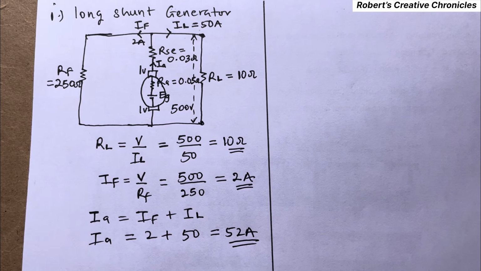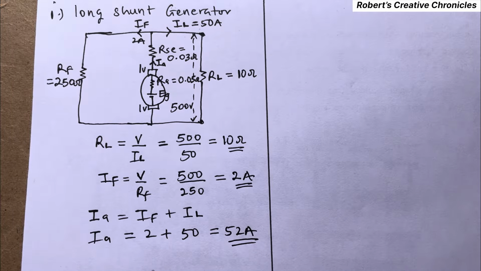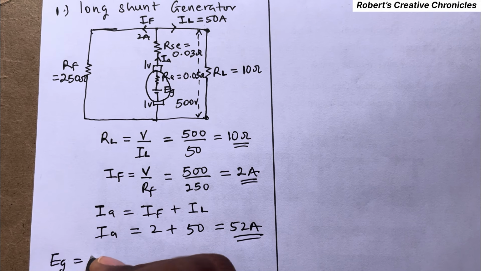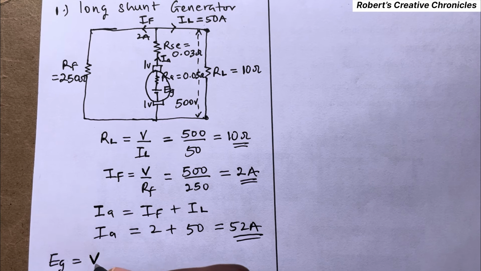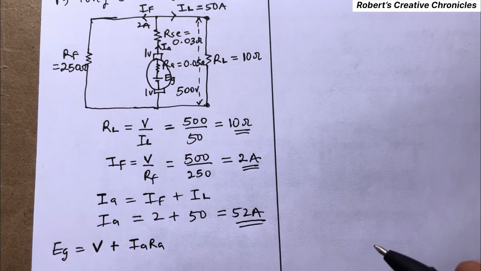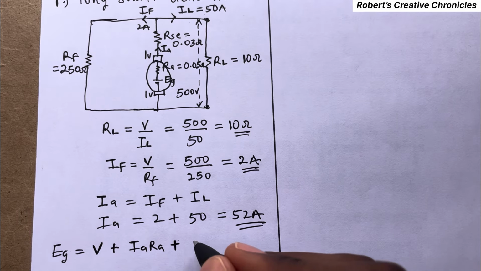So now we can find the induced EMF. Now the induced EMF is EG. It is given by the original voltage plus IARA, which is the voltage of the armature, plus what?